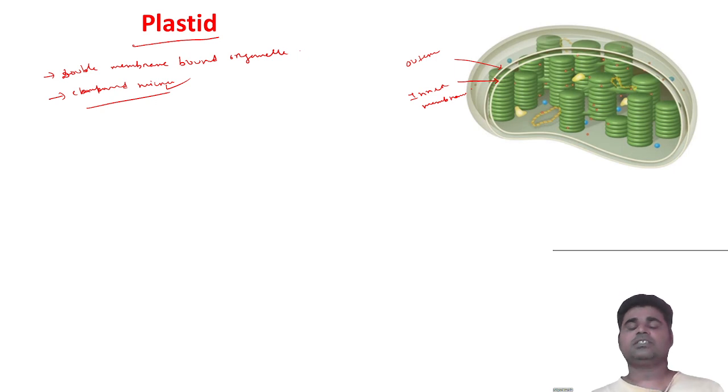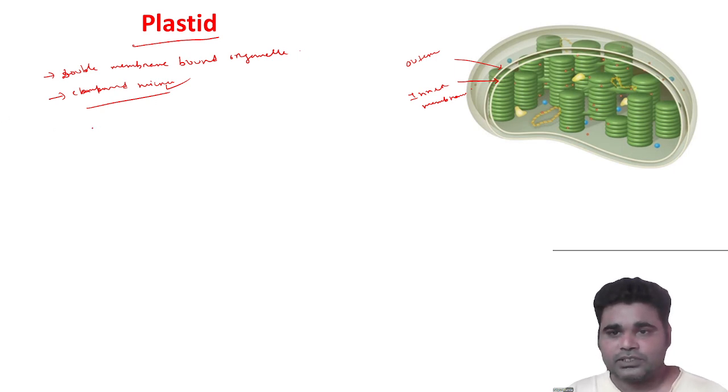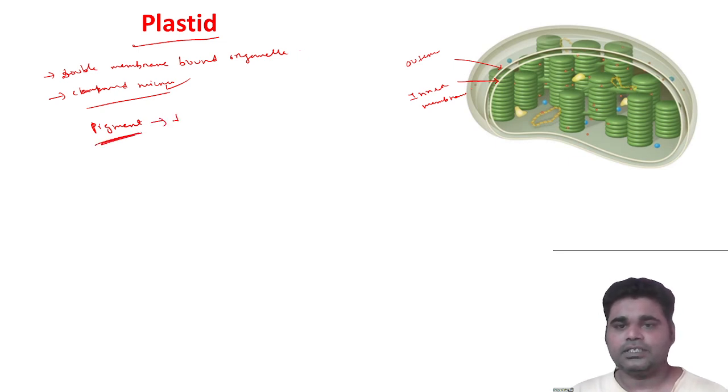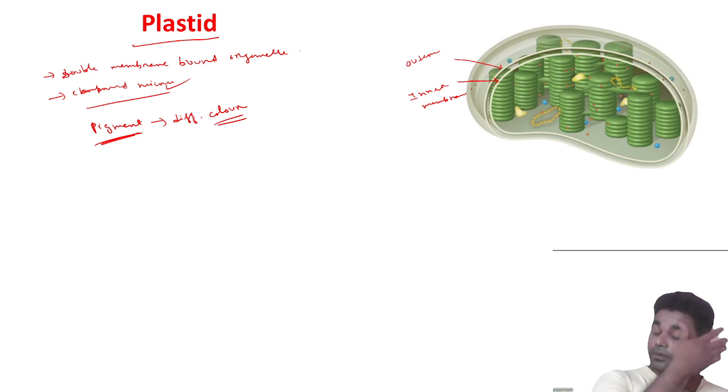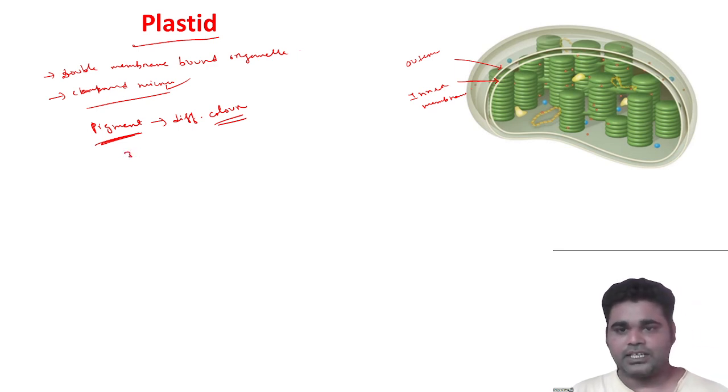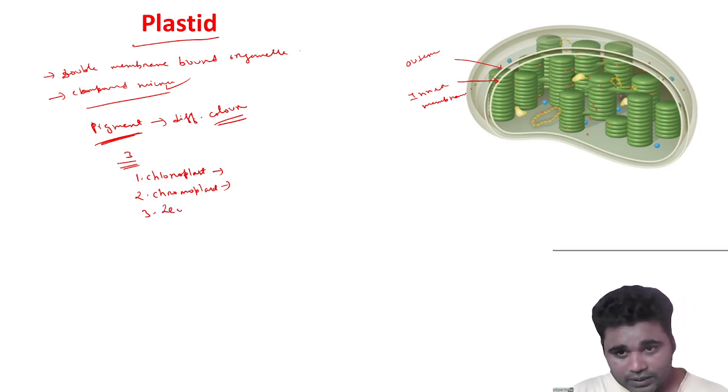The plastid structure contains a specific pigment, and this pigment provides different colors. Because of providing these different colors, the plastids are named according to the color of the pigment. Three types of plastids are present. One is called the chloroplast. What is the chloroplast? Another is the chromoplast, and the third one is the leucoplast.